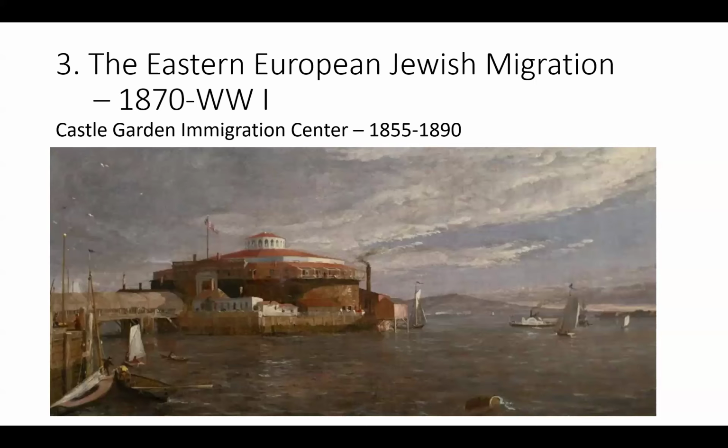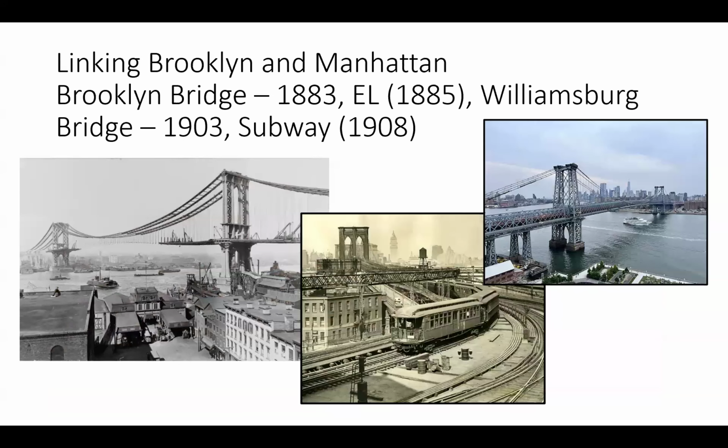Well, the great Castle Garden Immigration Center, which you see in the picture, still exists in Lower Manhattan. And that was the processing area for immigrants until 1890, when so many immigrants were coming in that it was decided to build a new federally controlled immigration center, which we all know about.